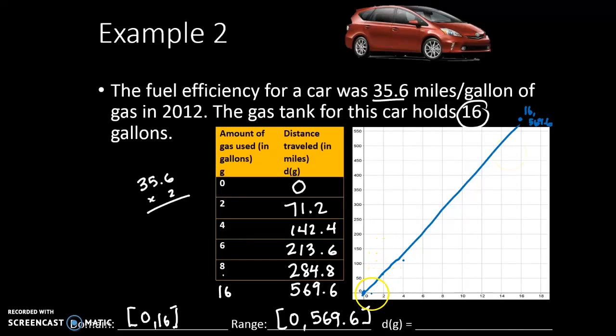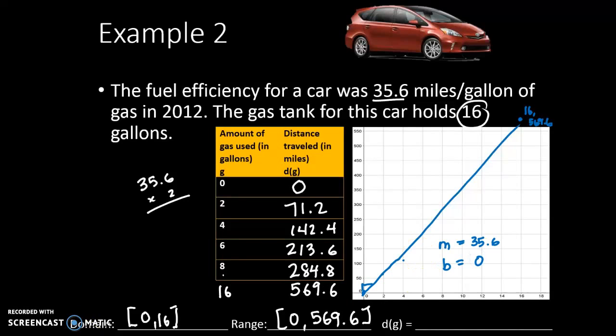So how could I figure out the slope of this line? Well, the slope of the line is going to be the number of miles I can travel for each gallon of gas that I use. So it's going to be miles per gallon. Well, I know miles per gallon. Miles per gallon is going to be 35.6. That's the slope of my line. The y-intercept of my line is going to be 0.